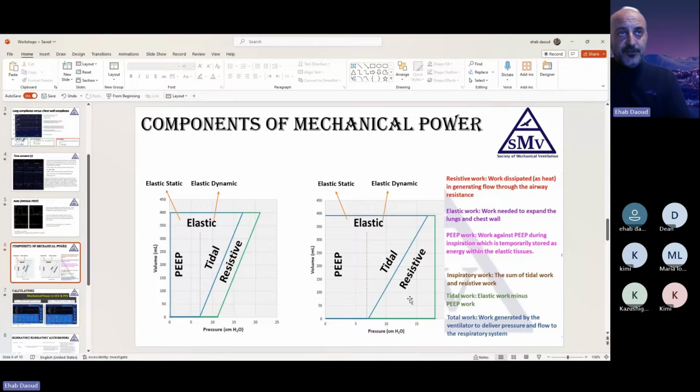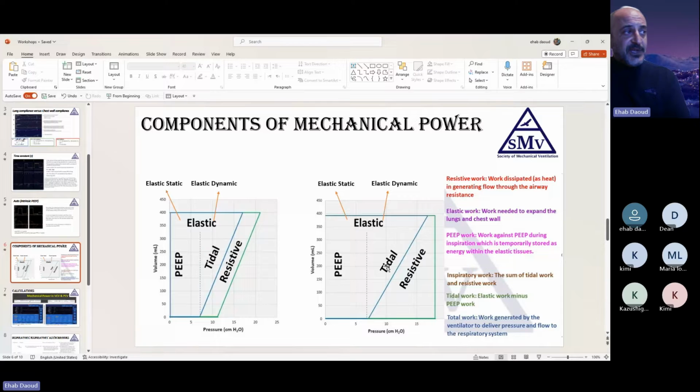But the same idea: resistive part, the green, elastic part, this left side, and again you can divide it into elastic static, which is the PEEP, and elastic dynamic. And again, there is a lot of talk of which is the more important. Do we have to worry about resistive one? Do we have to worry about PEEP? Maybe the most important is the tidal. Again, we're not 100% sure.